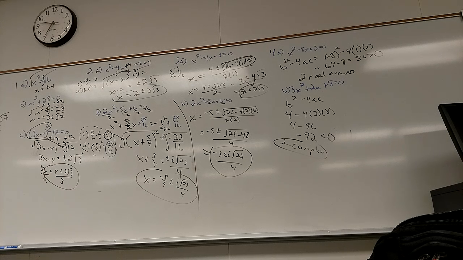So why does it make sense? How do you factor this guy? x minus 4 squared. What's the only answer you get? 4. I get one real answer. It's repeated, but the answer is just 4. I wouldn't say the answer is 4 and 4.